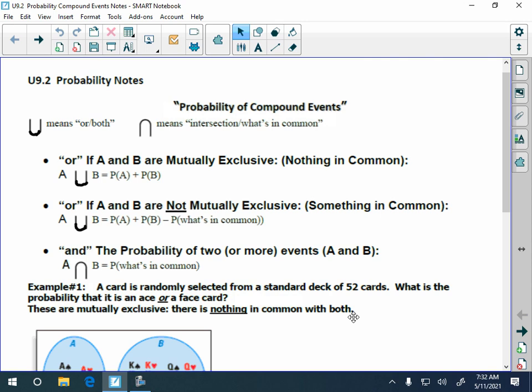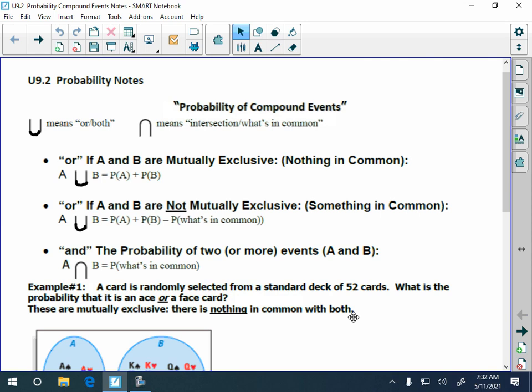All right, the second kind, again, it's an or problem, but they're not mutually exclusive. There's something that's in common, something overlapping between the two events. And so the formula that we would use is the probability of the first event, A, plus the probability of the second event, B, just like we did on the first one. But then what we're going to do is subtract off the probability of what's in common, the intersection.